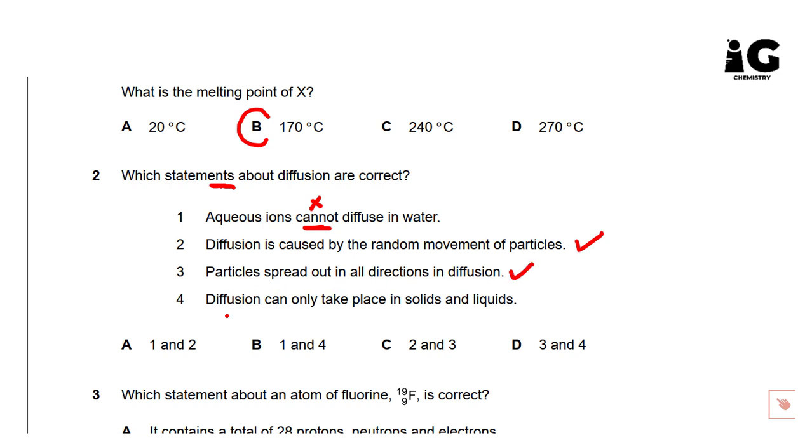Particles spread out in all directions in diffusion. Yes, this is also correct. Diffusion can only take place in solids and liquids. Look at this, guys, solids and liquids. So of course this is wrong. So number 2 and number 3 are correct. So the correct answer should be C, 2 and 3.